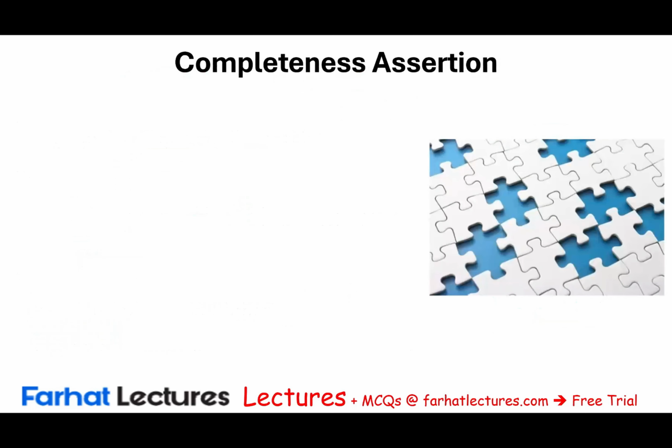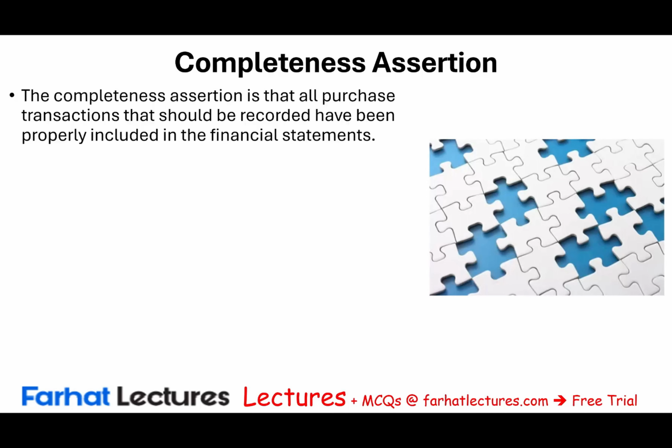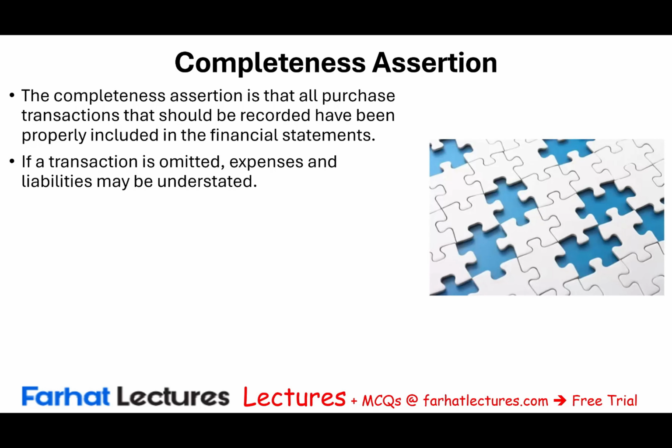Another assertion is all the transactions for purchases are reported. The completeness assertion. All purchases should be recorded properly in the financial statement. All of them. We're not leaving anything out. It's basically, if a transaction is omitted, an expense and a liability might be understated. So we're not missing any transactions.